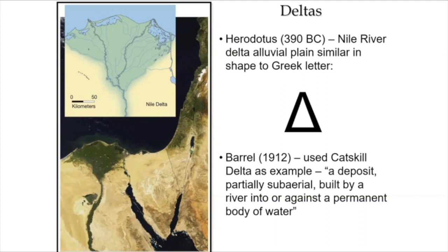These are the mud deposits that I like to study. This is where civilization arose. And so this is the Nile Delta. The delta comes from the triangular shape of the Nile Delta, which is the Greek letter delta.